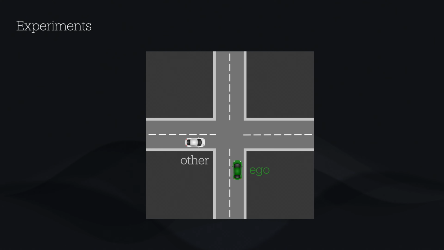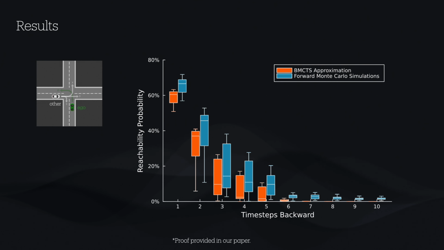So going on to experiments, think of a setting where an ego vehicle is at a four-way intersection crossing. The ego vehicle wants to do a certain maneuver, and it's uncertain what the other agent might do. So before we get into numerical results, I want to show this figure first. Let's dissect what this figure is telling us.